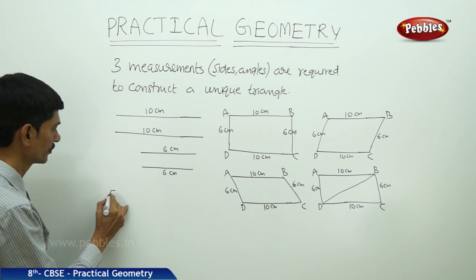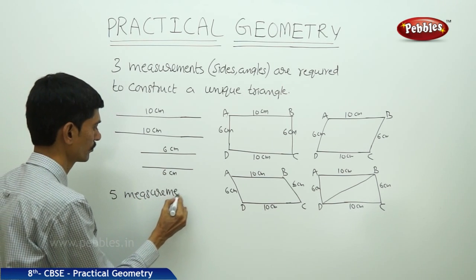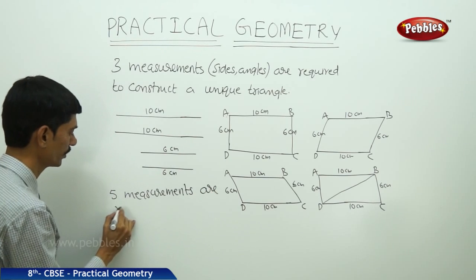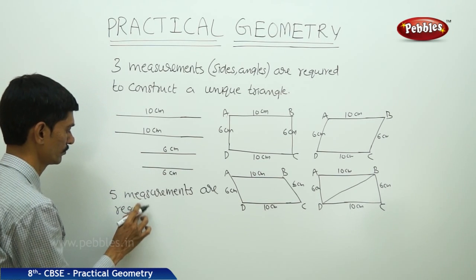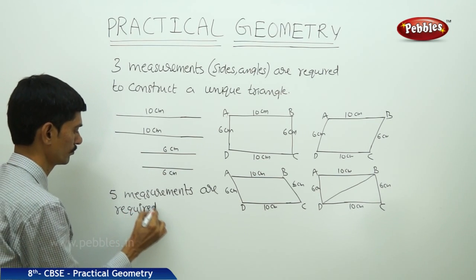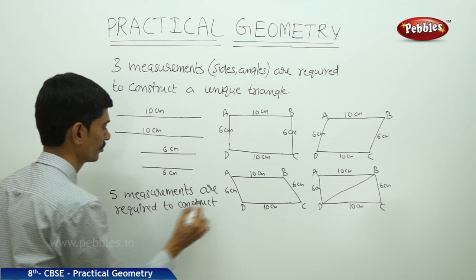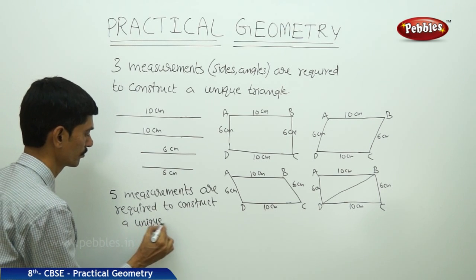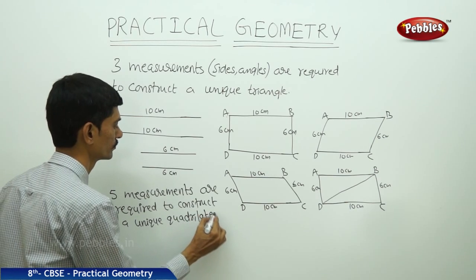So we can write that 5 measurements are required to construct a unique quadrilateral.